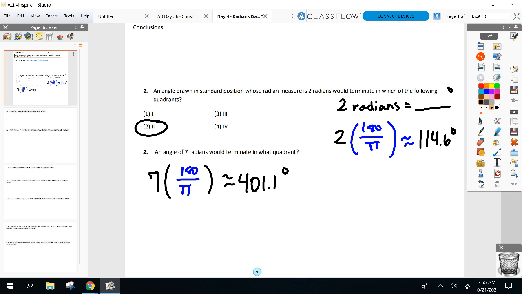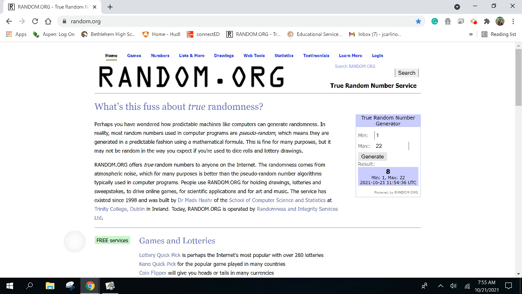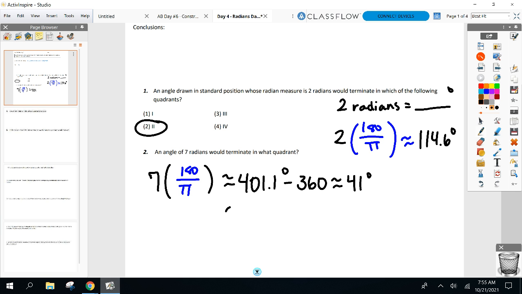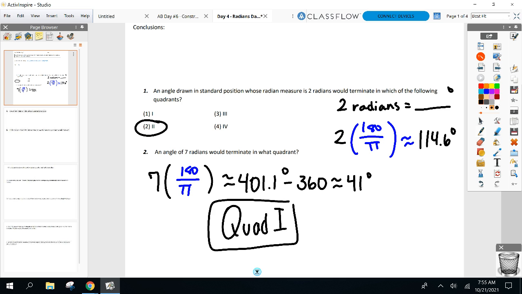Go ahead. If I'm in the place I'm at, which is I like angles between 0 and 360, what can I do with 401 now? Subtract 360. And that's the same as an angle of 41 degrees. All right, so what quadrant am I in then? Quadrant 1, yep. There you go. So that's the power of converting. I don't know much about radians on the graph, but I do know a whole lot about degrees.